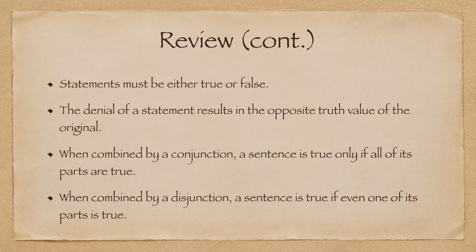The third rule that we discussed is that when combined by a conjunction, a sentence is only true if all of its parts are true. Thus, the sentence, "It is raining and snowing," is only true if it is both raining and snowing. Then fourth, when combined by a disjunction, a sentence is true if even one of its parts is true. Let's use our example weather sentence yet again. We know that the sentence, "It is raining or snowing," is only false if neither rain nor snow is falling from the sky. If rain or snow, or even both, are falling, then the sentence will overall be true.